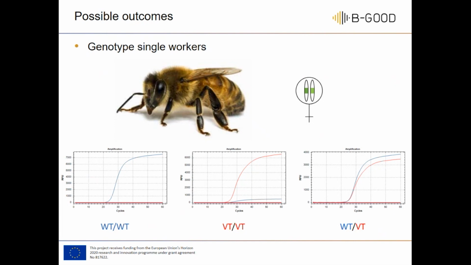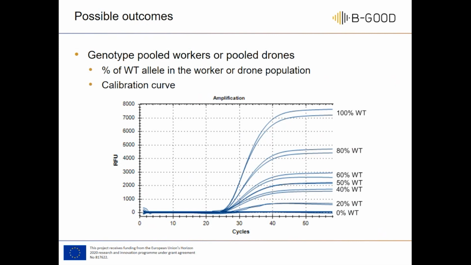But if we were able to detect both signals, a FAM signal and a Texas red signal, this means that our tested worker was heterozygote for the tested allele. So there we have a wild type allele and a variant allele for the tested marker. If it is not possible to analyze single individuals, pooled samples can also be used. The typical result is then the percentage of wild type or variant allele present in the tested sample, and this can be estimated based on the use of a calibration curve in which known amounts of wild type or variant allele were mixed.